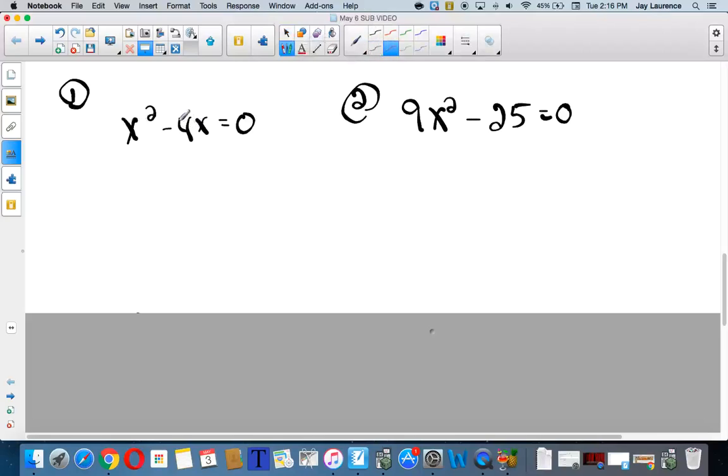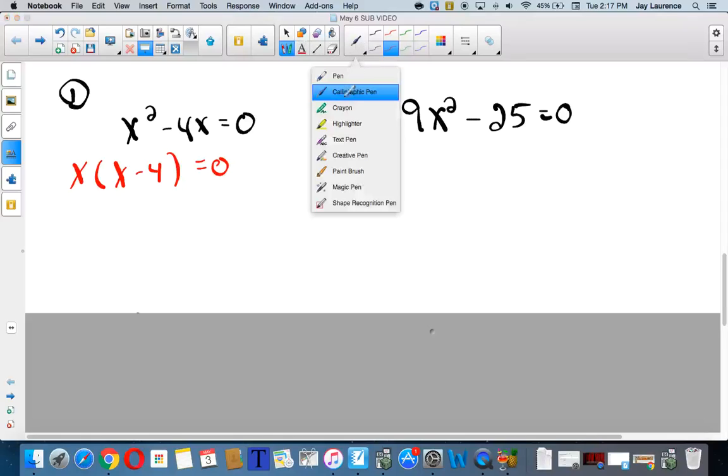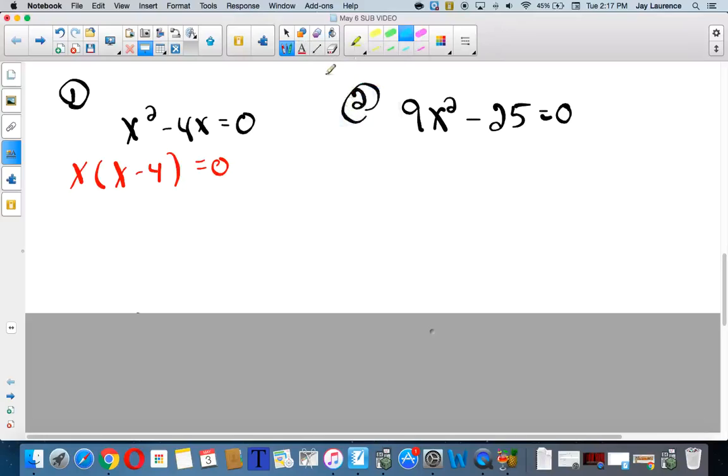I know the first type of factoring I should always try is GCF, and I see a GCF of x. So I'm going to factor out an x. And then I'm going to have an x minus 4 left. Now, I have a binomial on the inside. There's no GCF. Is it the difference of perfect squares? Is it a perfect square minus a perfect square? Well, 4 is a perfect square, but x is not. So no, it's not the difference of perfect squares, so this cannot be factored any further.